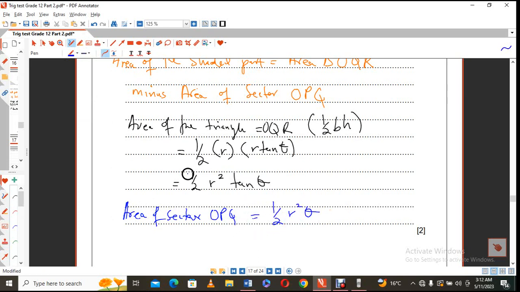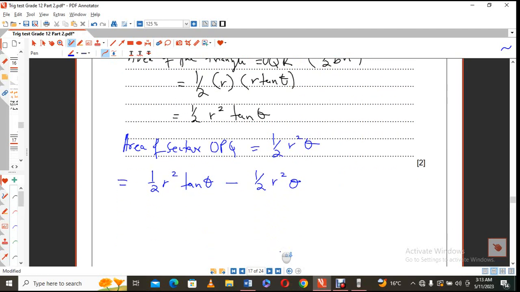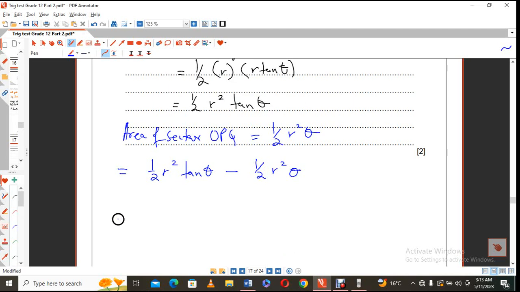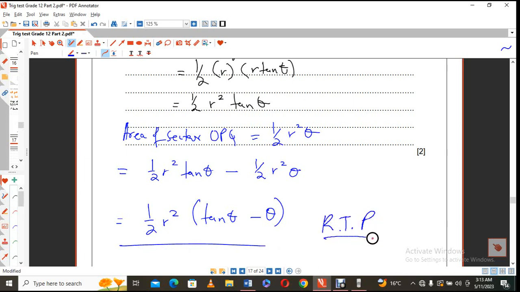Right, so the area of the triangle minus the area of the sector. That will be a half r squared tan theta, the area of the triangle, minus a half r squared theta. Once you subtract these two, if you take out the common factor, that's a half r squared, you will be left with tan theta minus theta. This is what we were required to prove anyway from the given information.